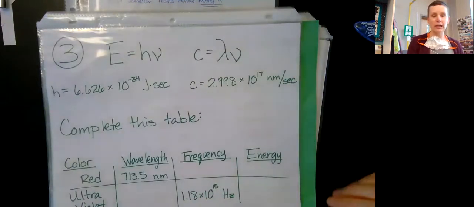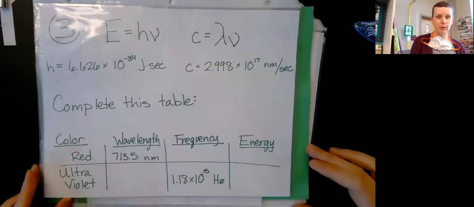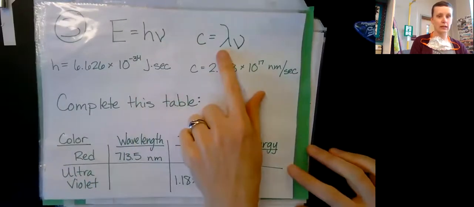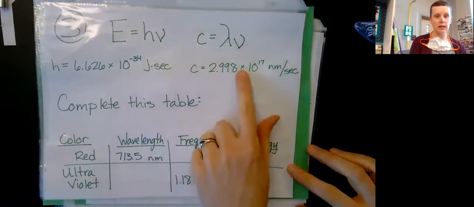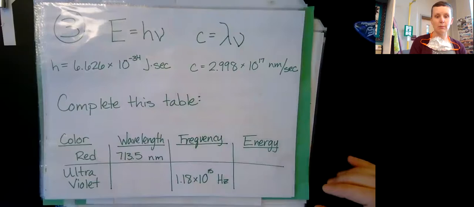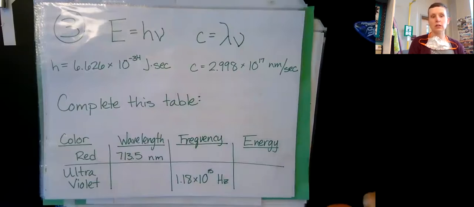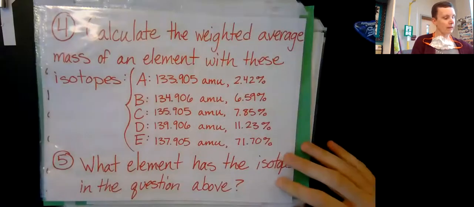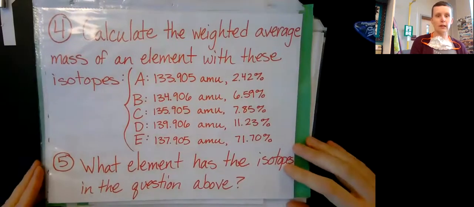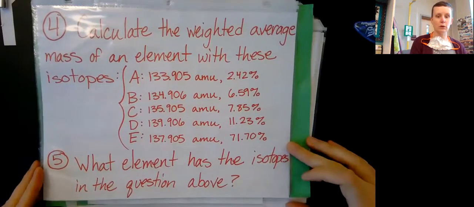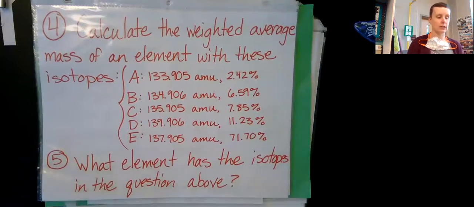All right, question 3 is a light equation table. So we will give you these on the test. You will just have to complete one table or 4 calculations of light equations. Question number 4 is a weighted average mass using isotopes, and identifying the element is number 5.